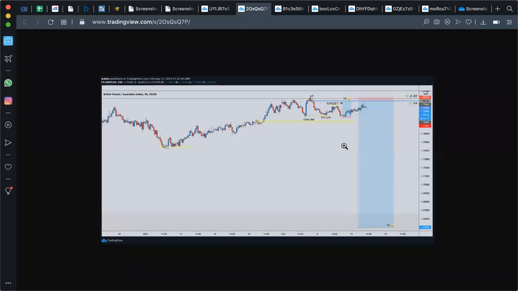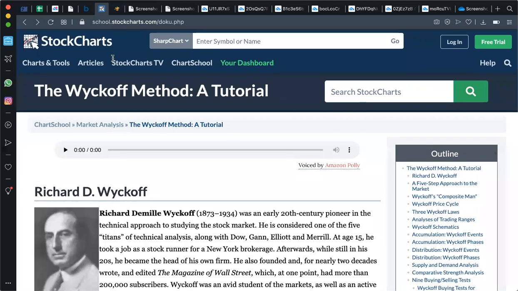And this is distribution schematic number 2. So with number 1, you usually have the upthrust, and then you have the upthrust after distribution. But with distribution schematic 2, you usually just have the upthrust by itself. So if I could show you an example of this actually.